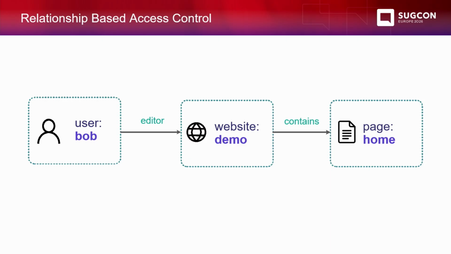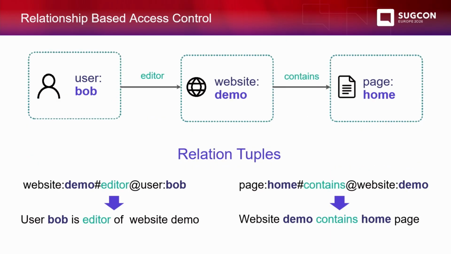So we have users, we have resources, we have relationships between them, but how do we tell the system whether this relationship exists or not? This is called a relationship tuple. That's the way we define when a relationship is created, deleted, or updated. It looks like a simple string. It's easy to read from right to left: user Bob is editor of website demo, and website demo contains page one.